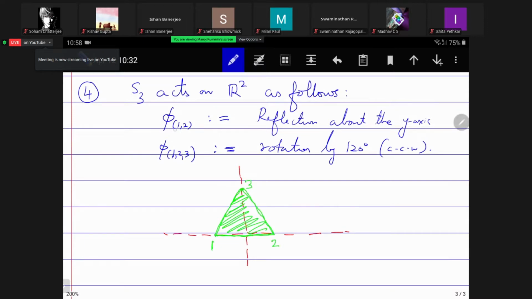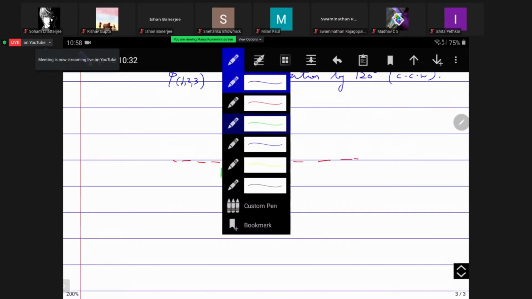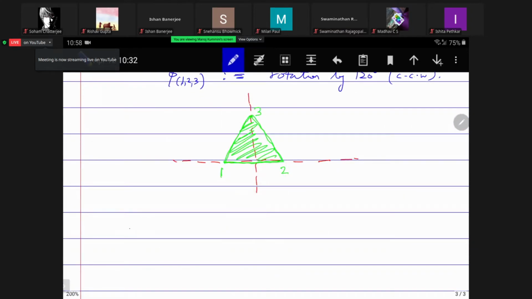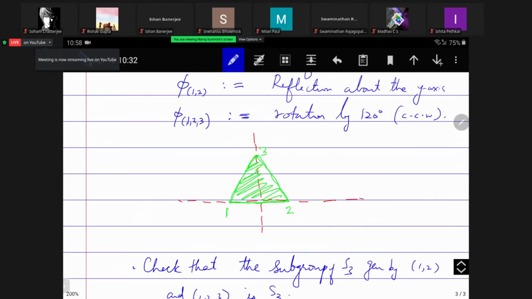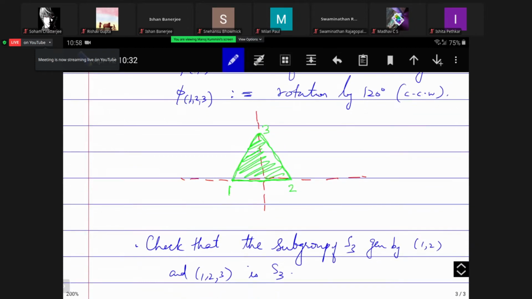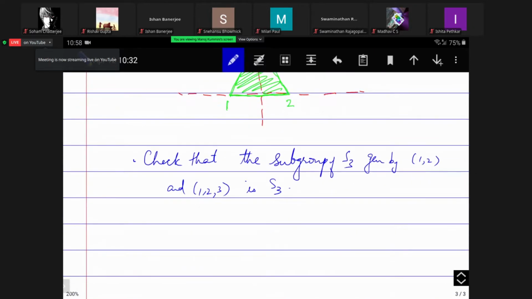So first of all, you need to check that the cycle 1, 2 and cycle 1, 2, 3 will generate S3, which I don't know if I have assigned as an exercise. If you have not, please do it. Okay, check that the subgroup of S3 generated by 1, 2 and 1, 2, 3 is S3 itself. So that it's enough to specify what these are. Everything else can be written as a product of these things in some order. It is the smallest subgroup containing them. Okay. And check that this is a group action.